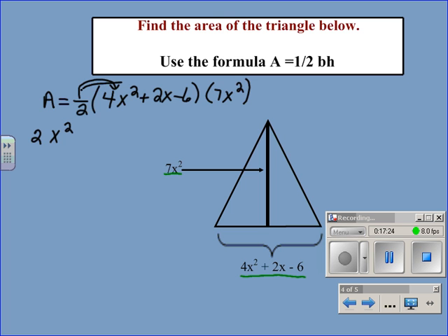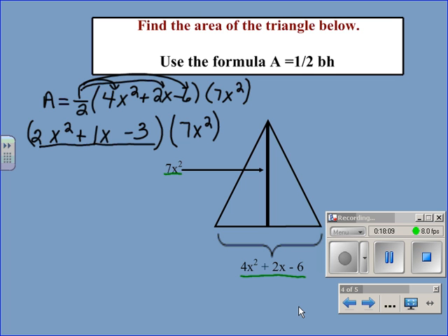Then I'm going to multiply the 1/2 times the 2x, and again, 1/2 of 2 is going to be 1. I do not have a variable on the outside of the parentheses, so I can just bring down my x because that's like 1 times x. And then 1/2 times -6 will be -3. So when I multiply 1/2 times 4x squared plus 2x minus 6, I get 2x squared plus 1x minus 3. I'm not done though, because I still need to take this polynomial and multiply it times the monomial 7x squared.